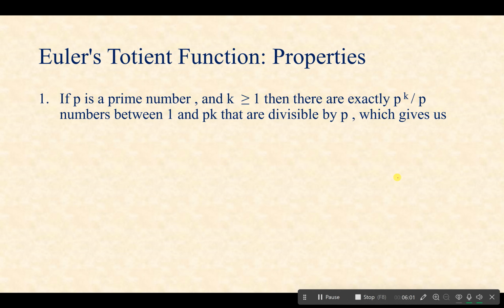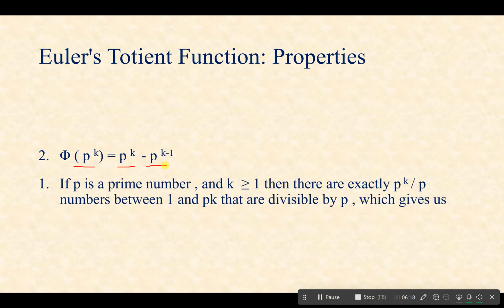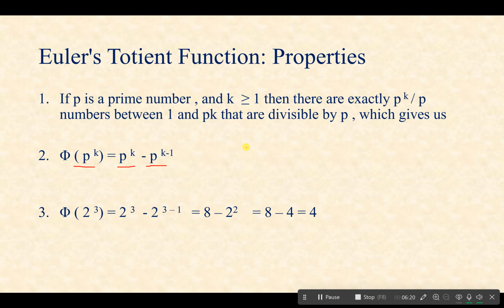Then we have one more theorem. If P is a prime number, in order to find out phi of P to the power of k, we can write it like this: phi of P to the power of k is P to the power of k minus P to the power of k minus 1. Again, we'll solve this with a small example. In order to find out phi of 2 cube, we can substitute here 2 cube minus 2 to the power of 3 minus 1. So we'll substitute in this formula. 2 to the power of 3 is 8 and 2 to the power of 3 minus 1 is 2 square. So 8 minus 4 is 4. So phi of 2 cube is 4.